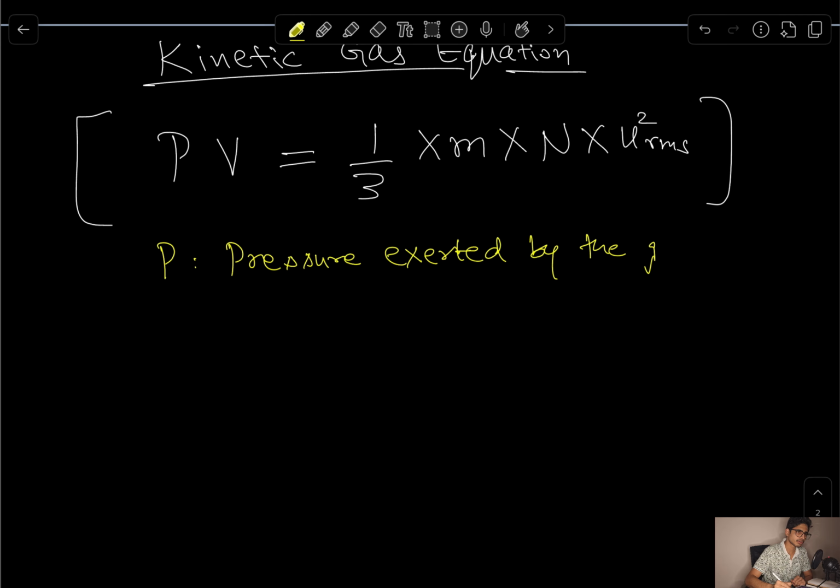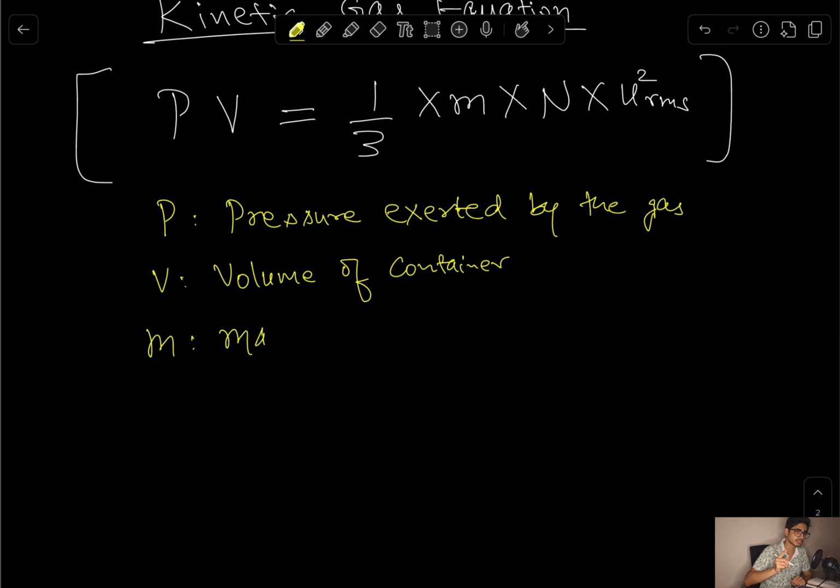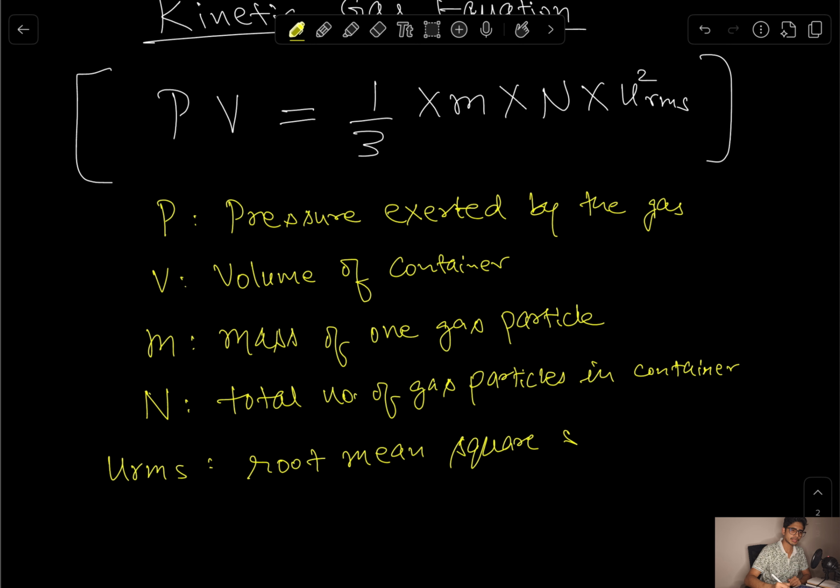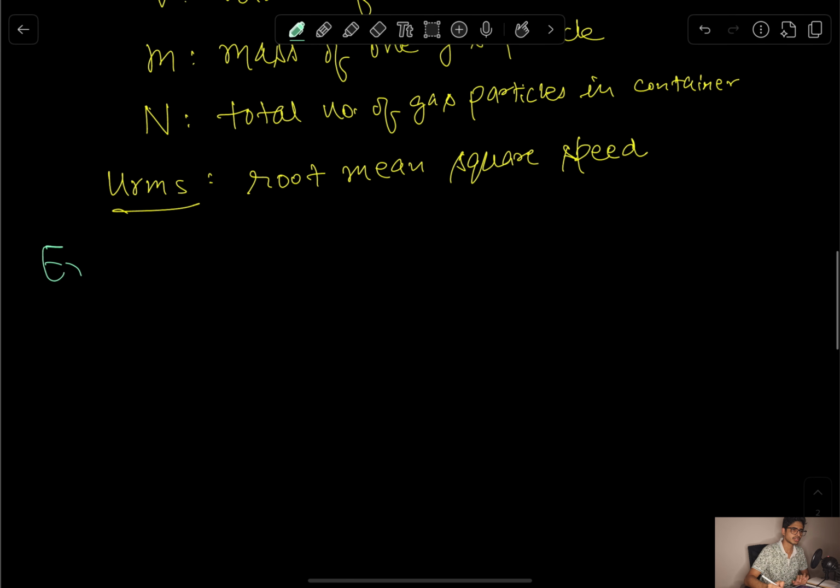V stands for volume occupied by the container, not the volume of the gas. Why? Because gas is assumed to be point mass. m stands for mass of one gas particle. n stands for total number of gas particles in the container, and u_rms stands for root mean square speed. You may be wondering what u_rms is. It's a new term here, so let's take an example to better understand it.